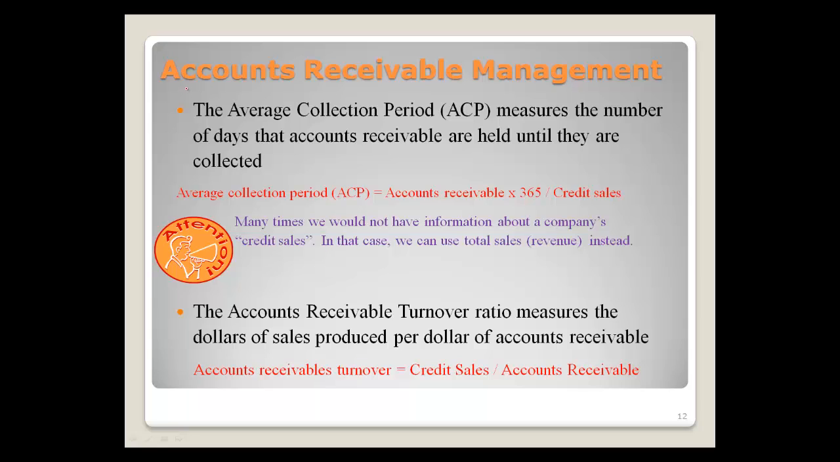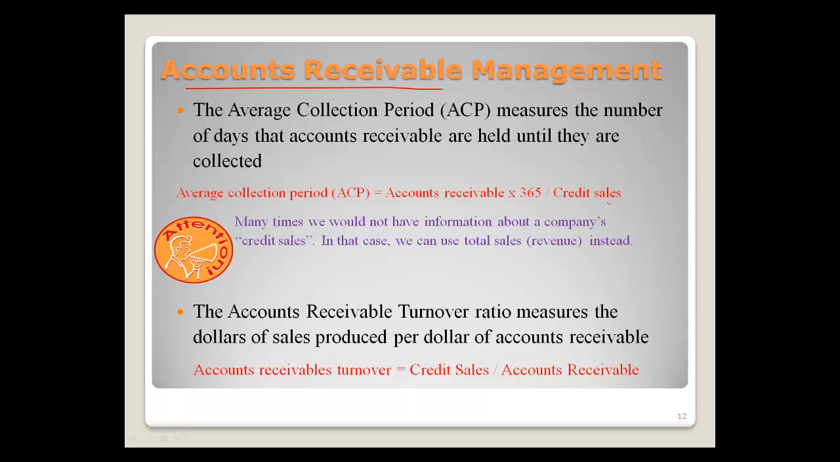The second kind of asset we want to look at is accounts receivable. Accounts receivable management is about how fast you can recover, or collect, your accounts receivable. The first ratio we look at is called the average collection period, and it is calculated as your accounts receivable balance from your balance sheet multiplied by 365 divided by the so-called credit sales.